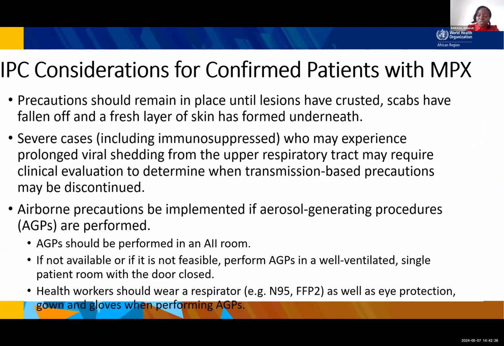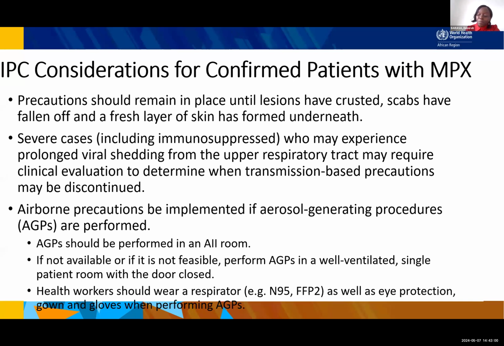Additionally, as has been said by the case management, the precautions remain until the lesions are crusted, scabs have fallen off, and a fresh layer of skin, or re-epithelialization, starts occurring. But again, I think there will be more guidance in terms of severely immunosuppressed cases because there's likelihood of viral shedding from the upper respiratory tract. And so upon consultation with your physician, then you will see when to stop the transmission-based precaution.